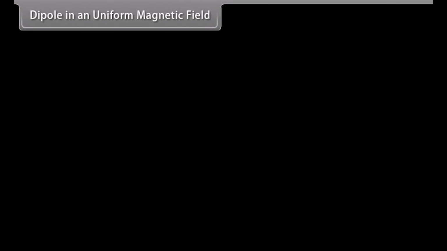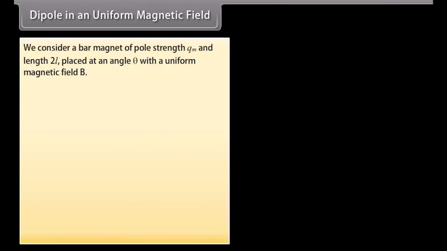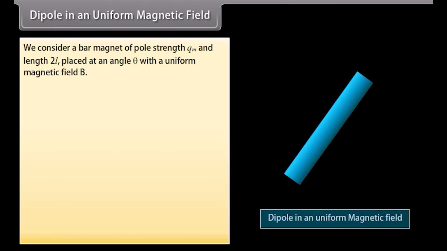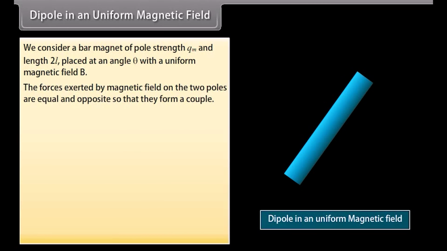Dipole in a uniform magnetic field. We consider a bar magnet of pole strength Qm and length 2L placed at an angle theta with a uniform magnetic field B. The forces exerted by the magnetic field on the two poles are equal and opposite so that they form a couple. Torque is equal to force into lever arm. By putting the values in the above equation, we get the value of torque equal to mB sin θ.